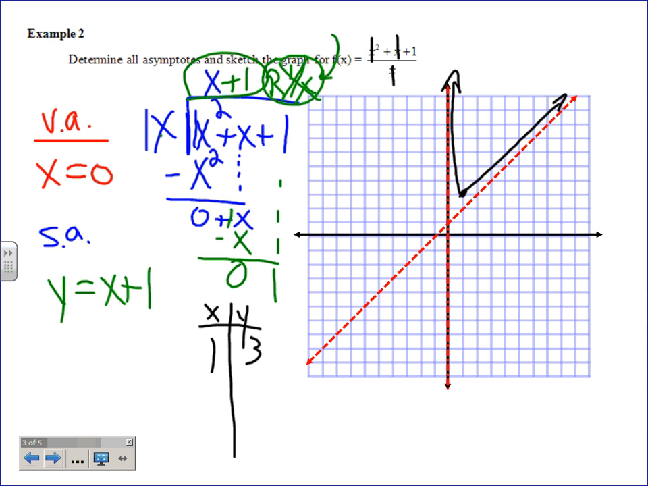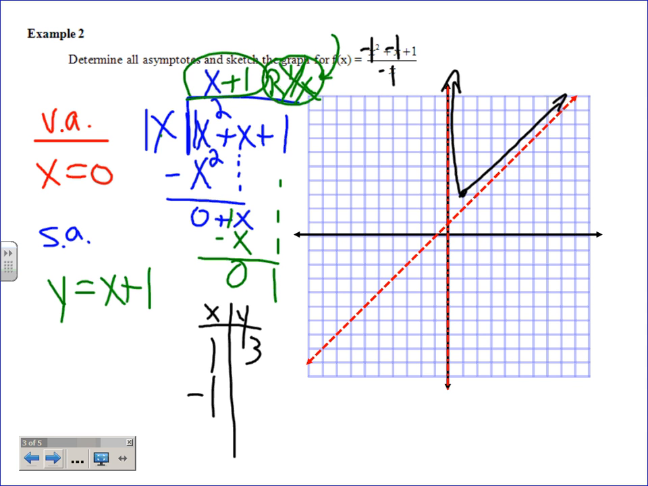Now, there's no guarantee that the other graph is down in this bottom left-hand portion or the top left. You got to choose something over there. So choose something to the left of your vertical asymptote. What's a good choice? -1. All right. So put -1 in. But I got to take -1 and square it, and then -1 there and -1 there.